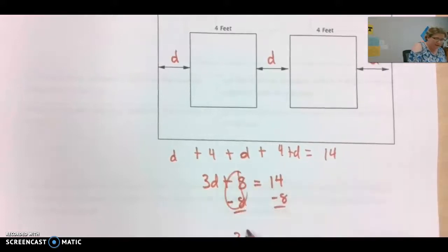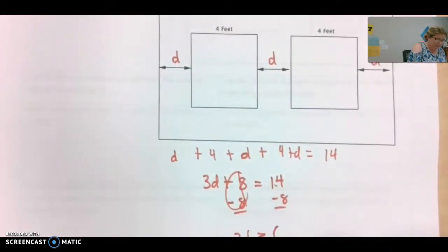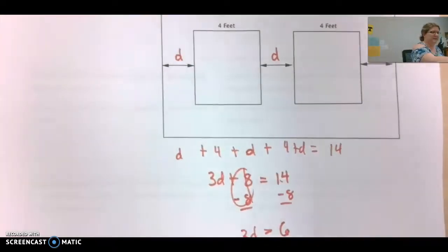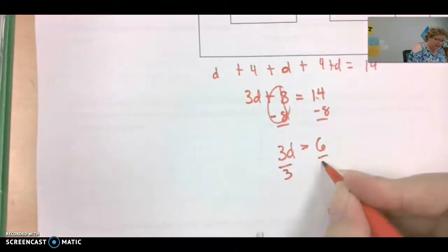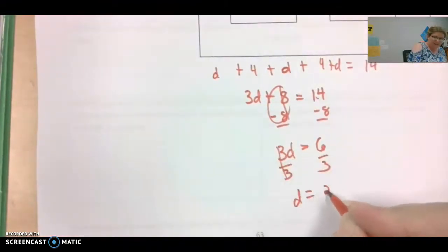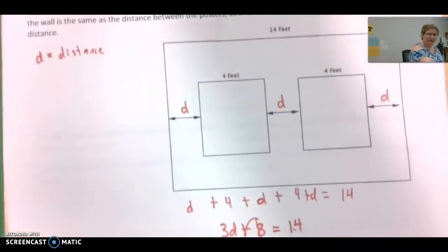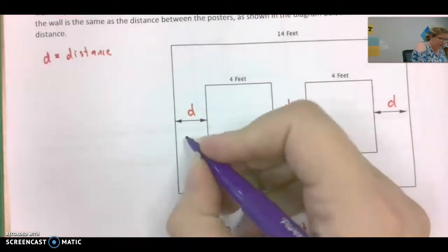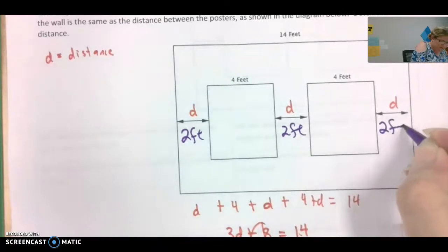That leaves me with 3 distances equal to 6. That means each distance is going to be 2 feet. So going back up here, I will make a note that this is 2 feet, this is 2 feet, and this is 2 feet.